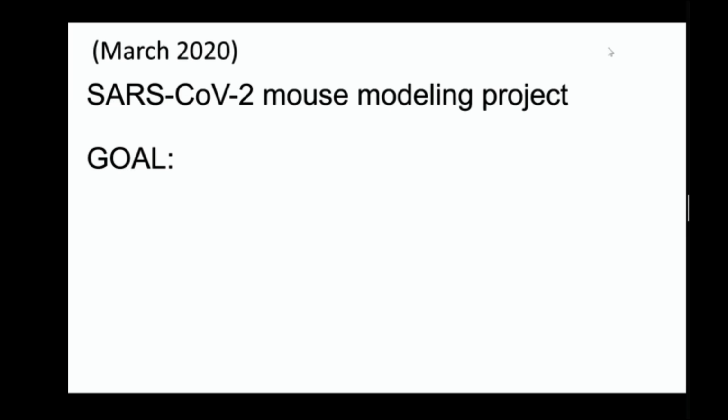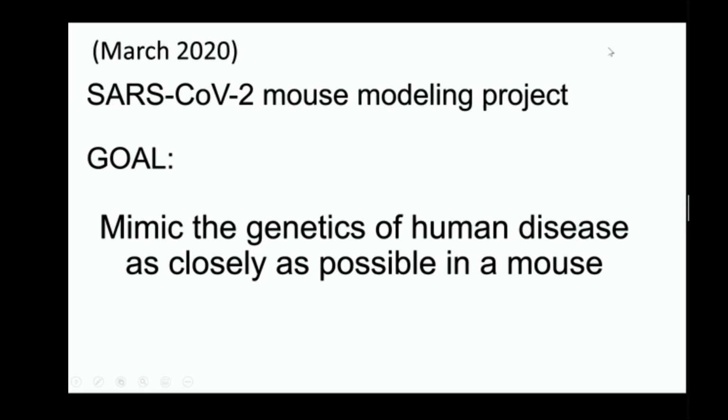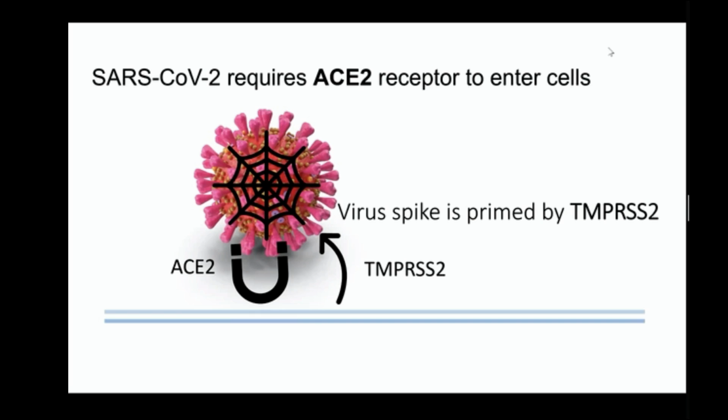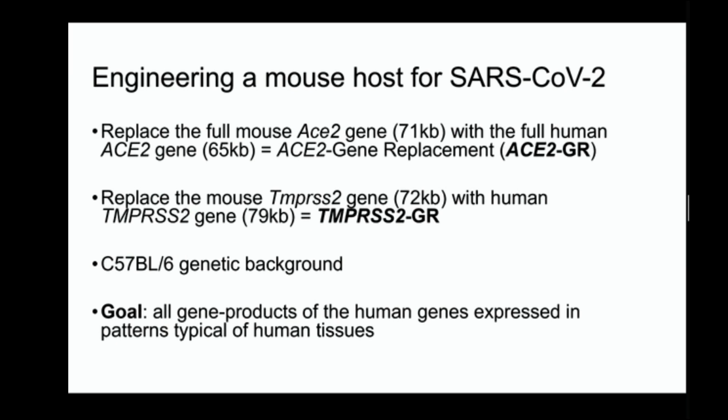And how do we do that? Our goals then were actually exactly the same as what the goals were for the dementia modeling project. And that's to mimic the genetics of this human disease as closely as possible in the mouse. So how does the mouse differ from the human in terms of its genetic components of SARS-CoV-2 infection? And the main components then are a receptor, the ACE2 receptor here, and an activator, a protease on the cell surface, which cleaves the spike protein and makes it active for binding and infection. So those are the two key targets then for generating a mouse model for SARS infection.